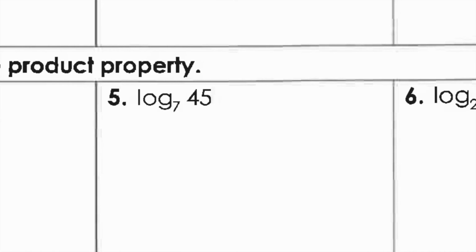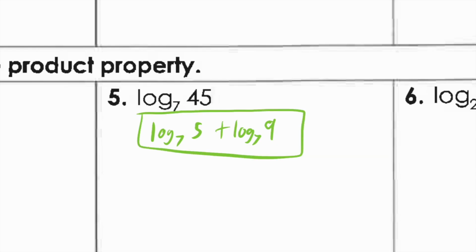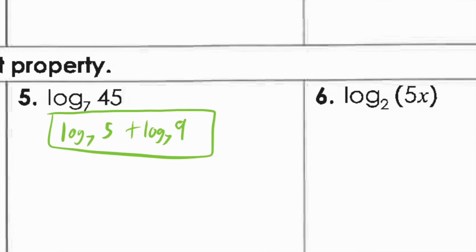We're going to do the same thing here, log base 7 of 45. So we have to say what two numbers can multiply to get 45. Answers we'd be looking for are like 45 and 1, 5 and 9, and 15 and 3. I'm just going to do 5 and 9. So I'm going to do log base 7 of 5 plus log base 7 of 9. If you did 15 and 3, that's also perfectly fine, or other options, as I mentioned, like 45 and 1.